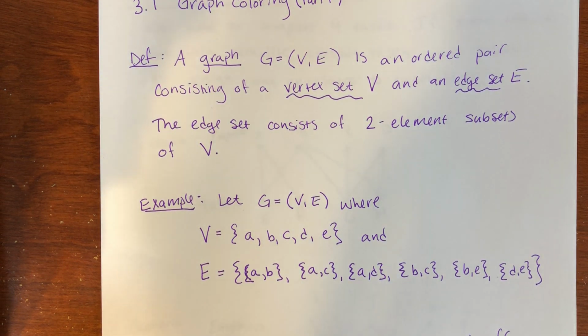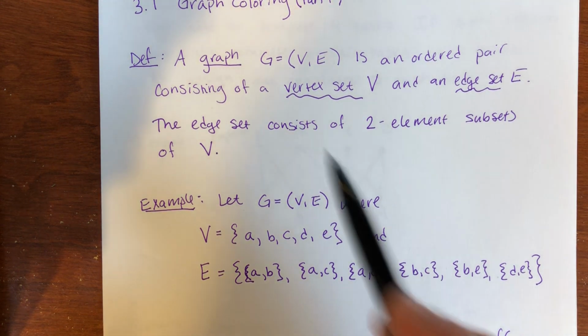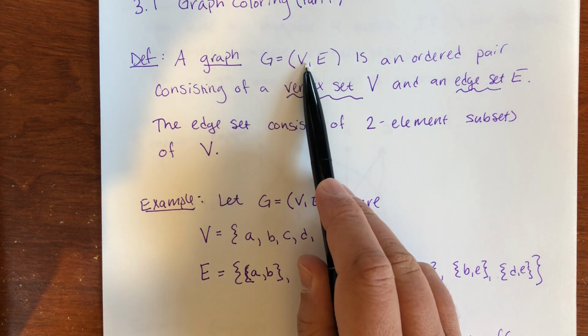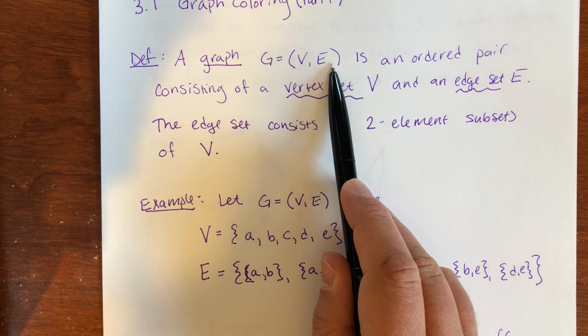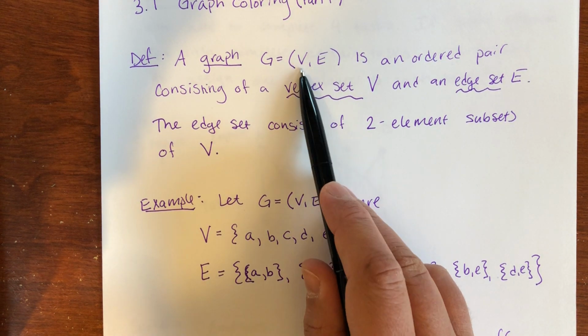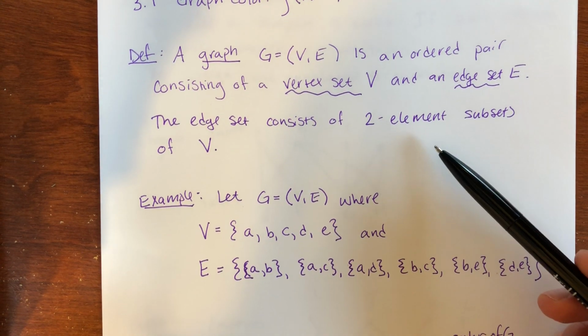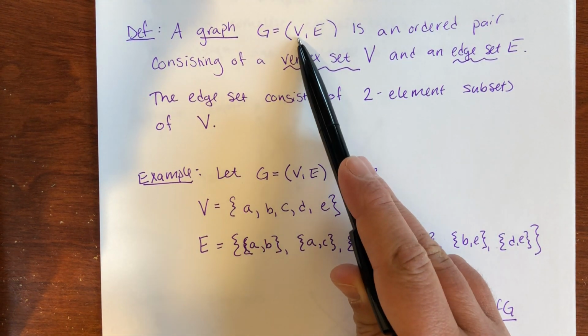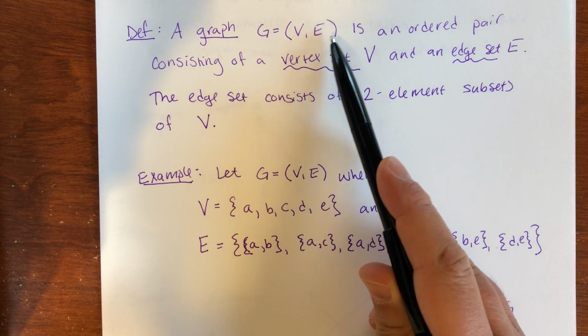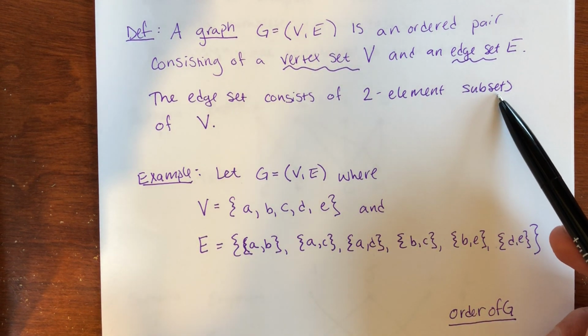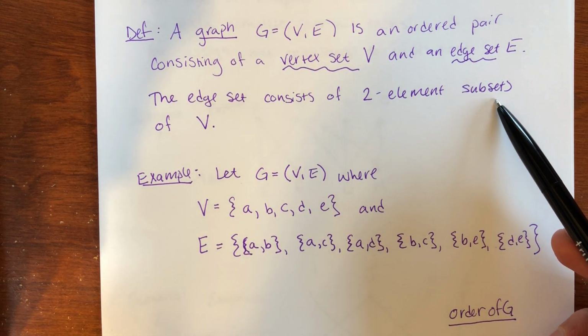So what is a graph? You've probably been exposed to graphs a lot in maybe algebra or calculus, but that's not really the type of graph that we're talking about when we talk about graph theory. So for us, a graph is just an ordered pair consisting of a vertex set V and an edge set E. So these are each sets here, V and E. And so the vertex set is just a set of elements, right? Those things could be anything. And then in particular, the edge set needs to consist of 2 element subsets of V.